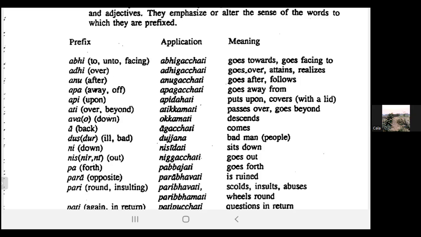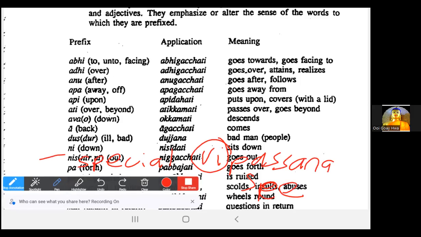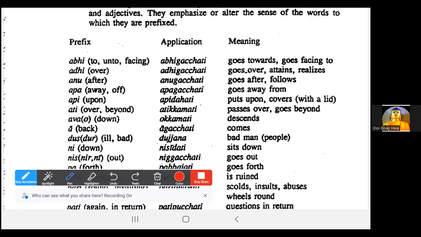All right. Okay. Now, this nigacchati, the prefix nigacchati. Oh, nigacchati, yes. Nigacchati, the prefix nis, then in brackets we have NIR and NI. Is this one a long I or a short I? Oh, ni. This is a long I here. This is a long I here. Long I, ni. Yeah. But why do they have so much change?